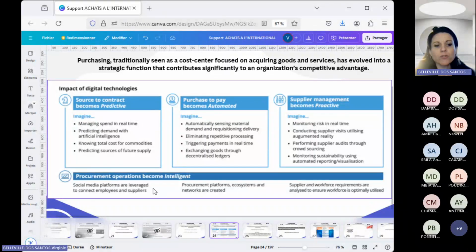So we talk about the social media platform, procurement platform, and supplier and workforce requirements. So to resume, the technology in procurement will have four impacts: predictive, automated, proactive, and intelligent.